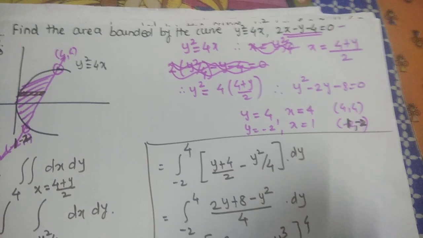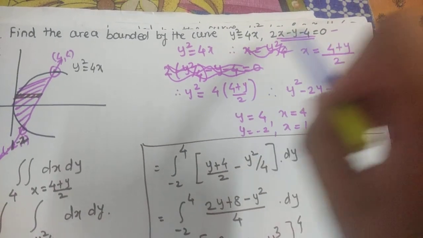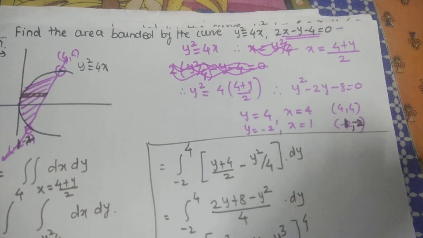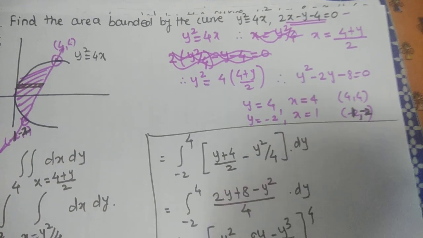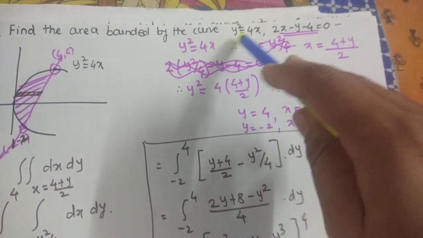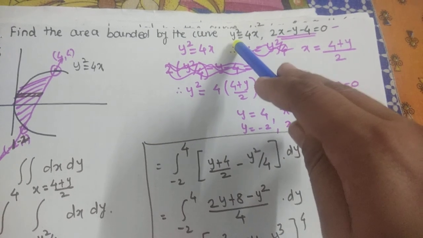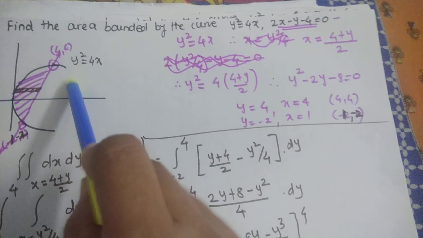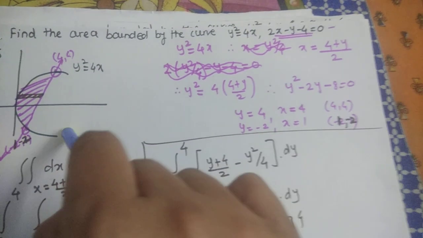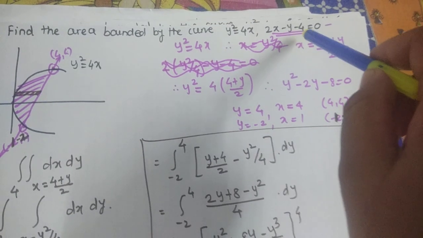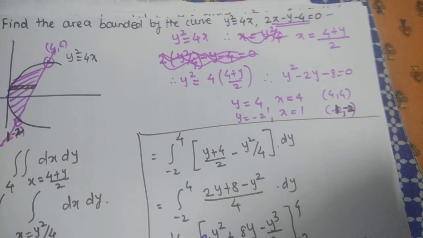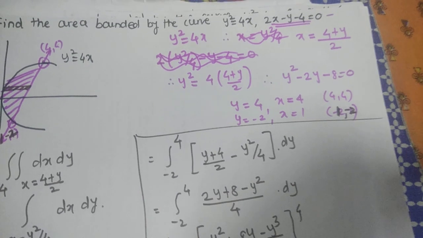Now to find out the area bounded by the curve and the line, we have to first draw the curve and the line. So y square equal to 4x, we know that the curve is symmetric about x-axis, so this is y square equal to 4x. Now the line 2x minus y minus 4 equal to 0. So we have to find out the point of intersection.